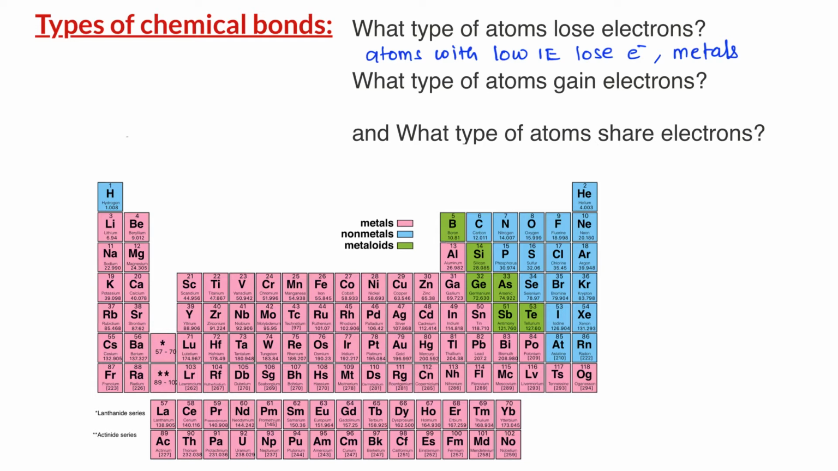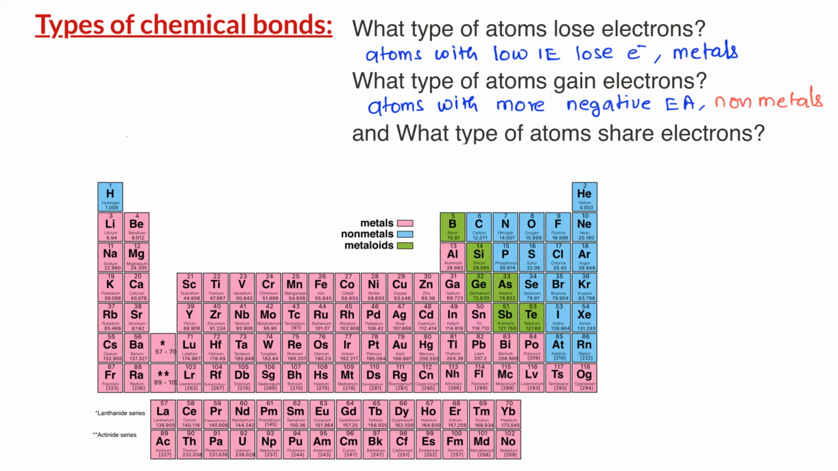Electron affinity. The atoms with more negative electron affinity are more likely to gain an electron. These atoms are on the top right hand side of the periodic table, and we don't consider noble gases. These are classified as nonmetals.